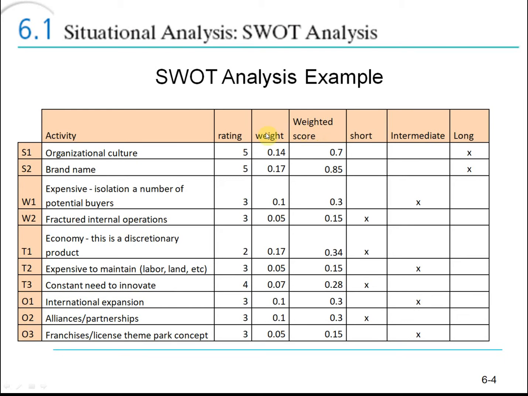The next thing we do in the column to the right is we do a weighted score. This is where we take the rating and multiply it by the weight, and that gives us a weighted score. And this is important. We do this for every column going down across all categories.